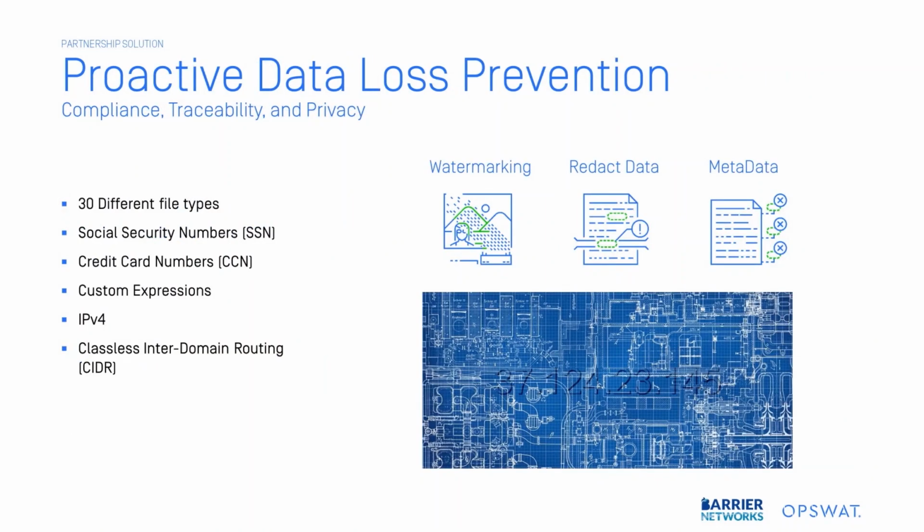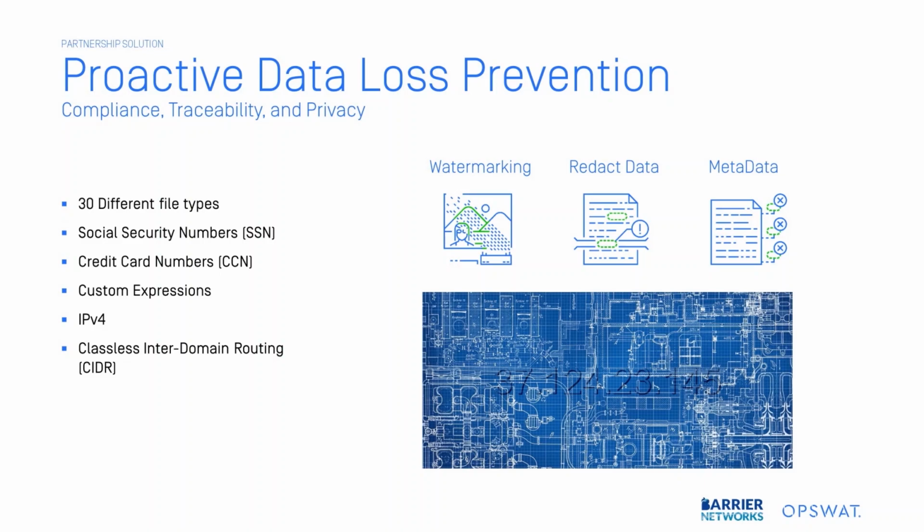Okay, so another optional add-on, just like CDR, is our proactive data loss prevention tool. And this tool has the ability to either watermark. So the image on the right, you can see that there's a serial number that has been placed on the blueprint of that image. So you can watermark images like that. You can also redact any data. So you can redact social security numbers, IP addresses, custom information, all sorts of things.